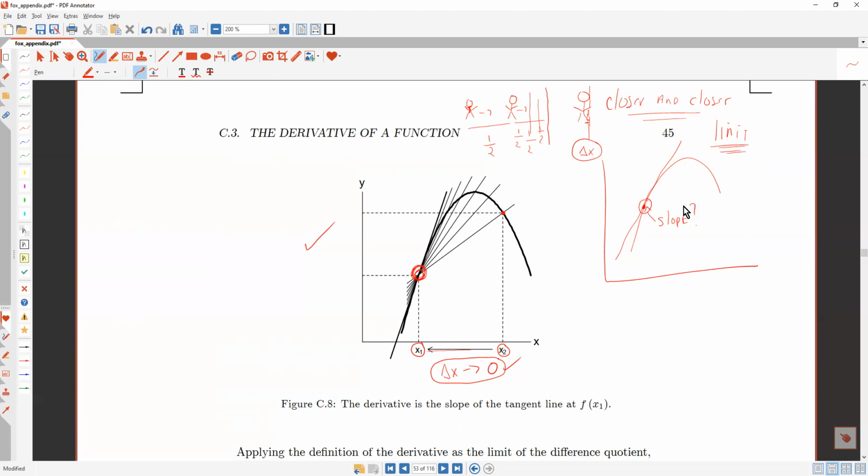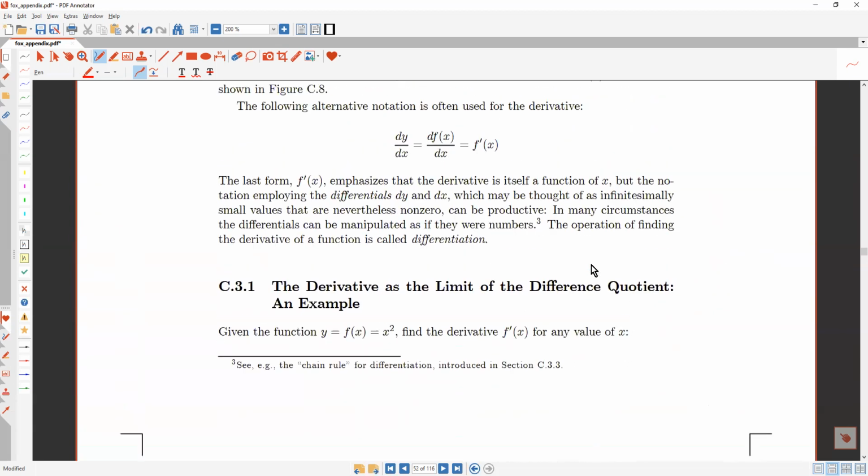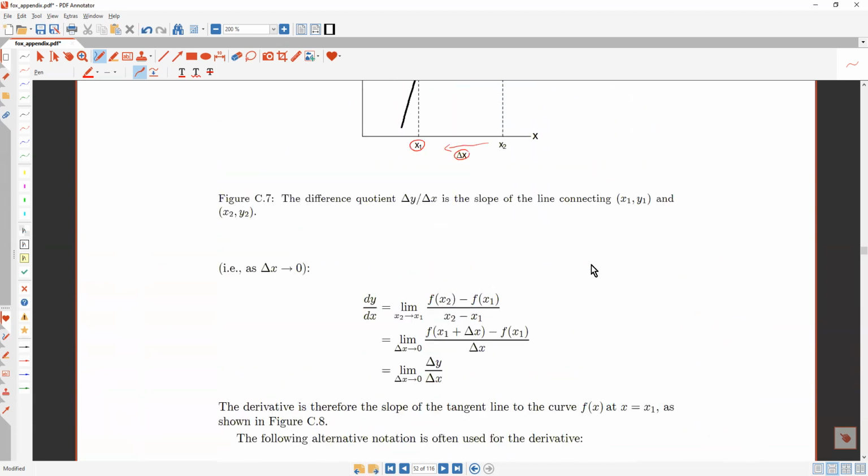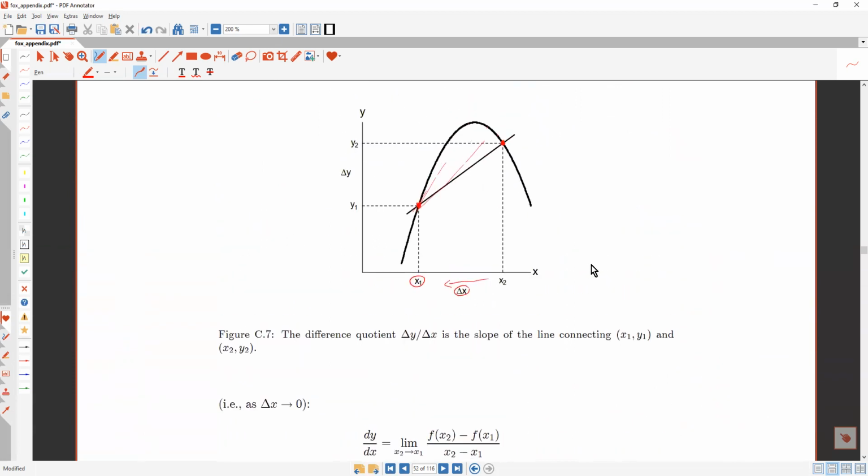Well, what's the point we're headed towards, right? What's the point we're headed towards as we get closer and closer and closer? So let's see how we can use the limit concept in describing the derivative, because we need it. We need the limit concept.